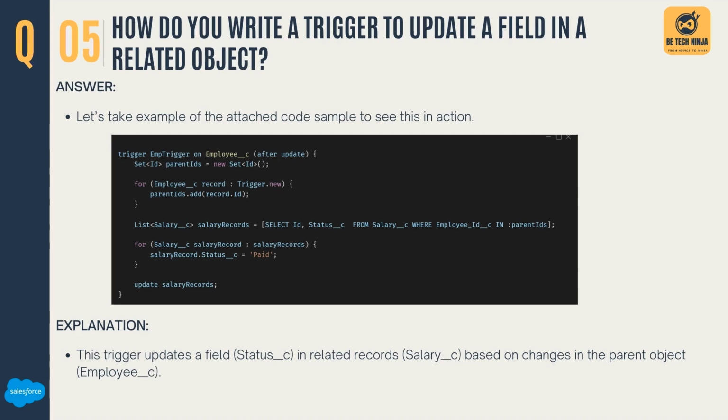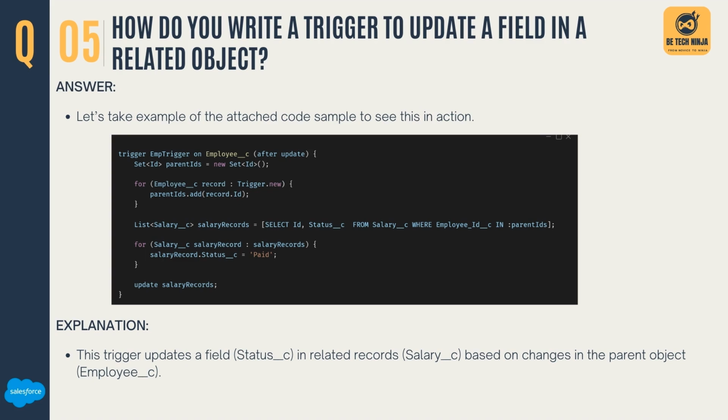Question 5. How do you write a trigger to update a field in a related object? You can answer it like, let's take the example of the attached code sample to see this in action. In the given code sample, we loop through the records in the Trigger.new context variable to fetch the id value of each record from the employee object. Then we store the accessed employee record id in the set named parentIDs.